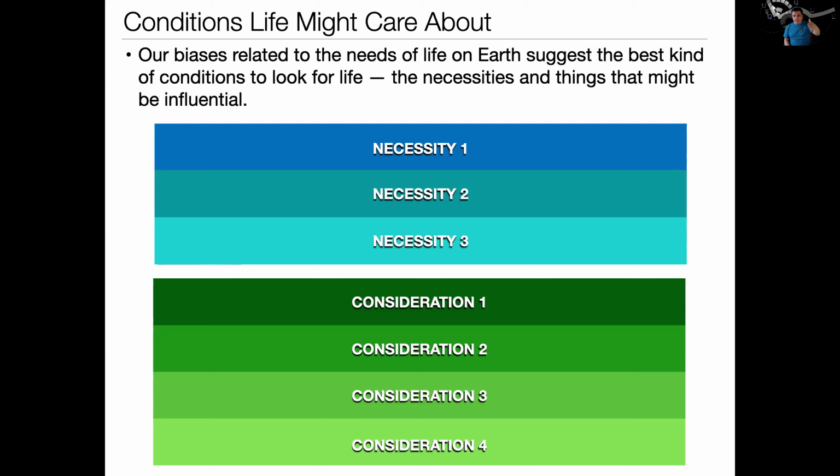So I've divided these into 2 separate groups: the so-called necessities, things that we think are essential, and then things that are considerations, things that we know would influence life here on Earth, and so we should just think about it when we're trying to decide where in all the vast places in the solar system we want to expend our effort looking for life, okay?